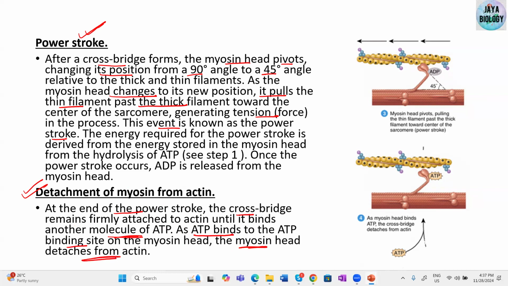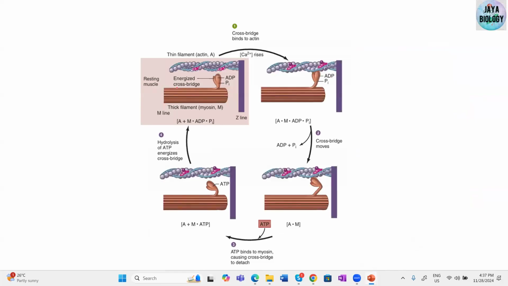Clear? Let us study it in cycle format. See here, this is the energized cross bridge with ADP and inorganic phosphate. Calcium level is increasing, the active site is exposed, so it binds, forming the cross bridge, and then the phosphate comes out. Check, the orientation is changing. Earlier the orientation was 90 degrees and now it is changing, so it is pulling the thin filament over the thick filament. To break the cross bridge, ATP has to enter. Obviously ADP will also come out and ATP will enter, and the cross bridge is broken.